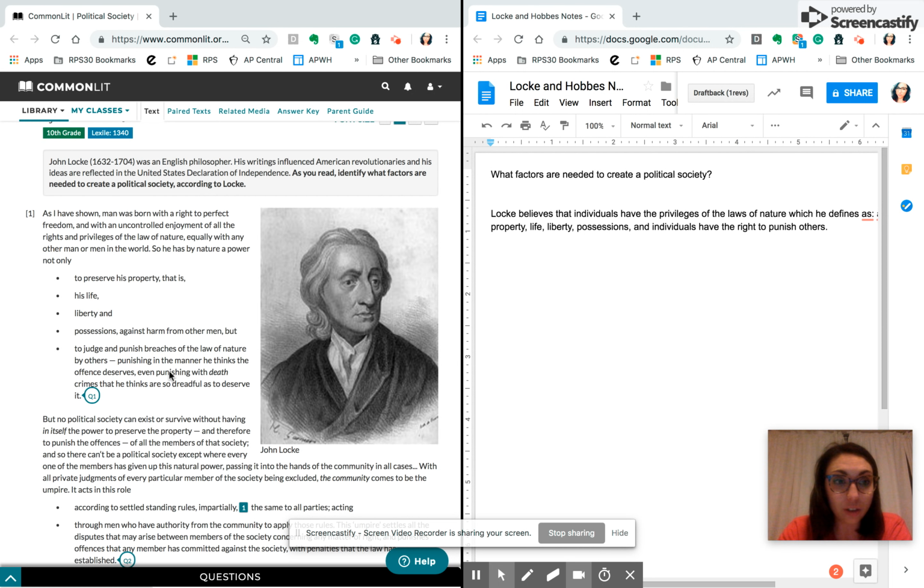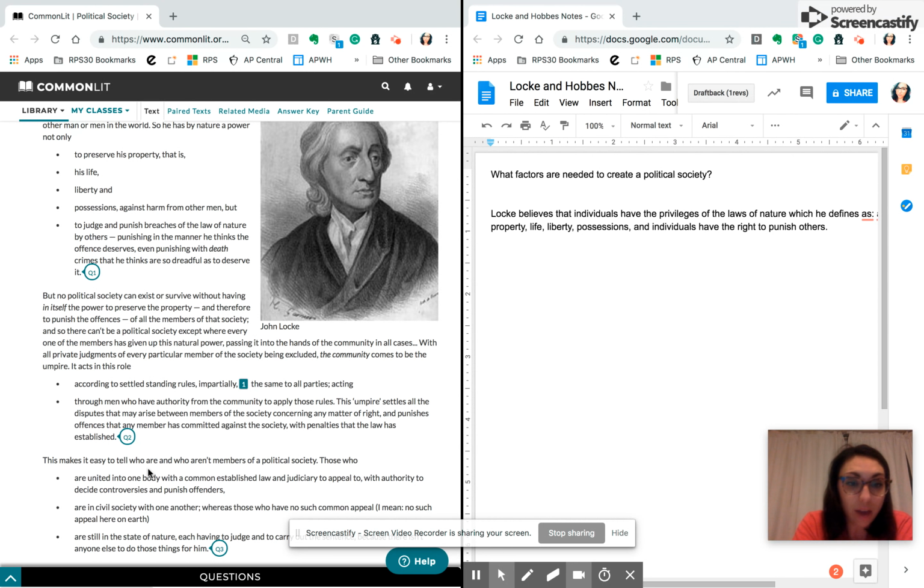Now I'm looking for what factors are needed to create a political society. I know that that doesn't answer my question, but if he has an entire section dedicated to that, then I think that's going to be information that's important. "But no political society can exist or survive without having in itself the power to preserve the property and therefore to punish the offenses." It seems like he's saying there that really what factor is needed is that it needs the power to preserve the property.